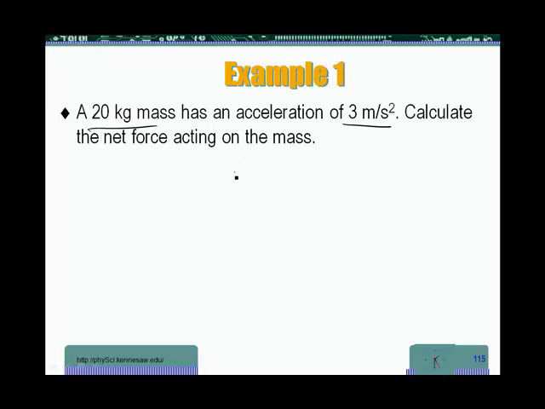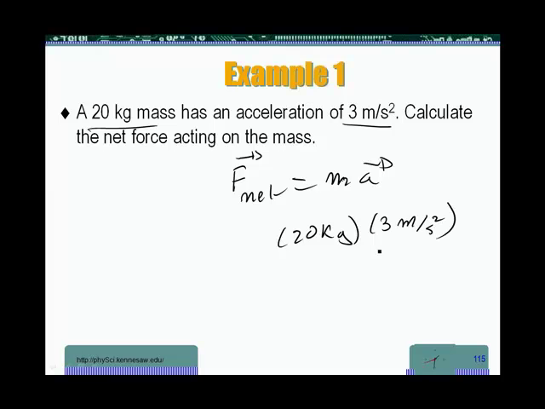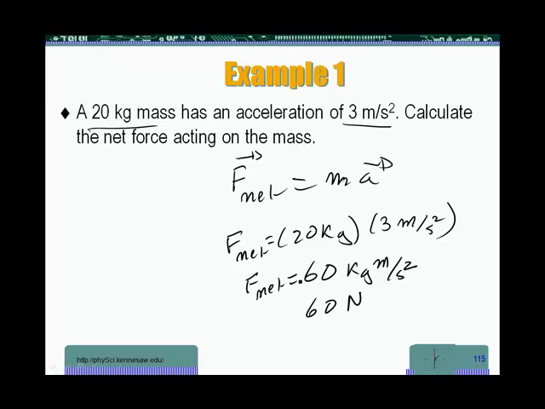Okay, net force is ma. So that's easy. So 20 kilograms times 3 meters per second squared. So in this case, that's 60 kilogram meter per second squared. That is 60 newtons. Okay, wonderful. That's an easy question.